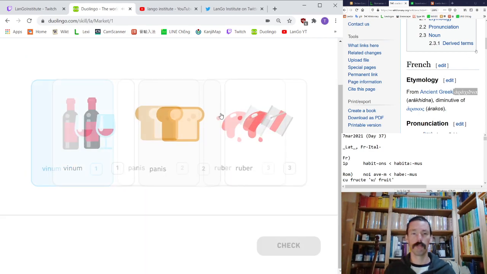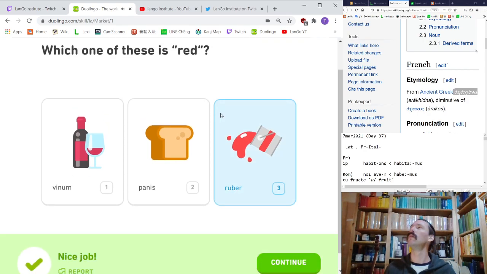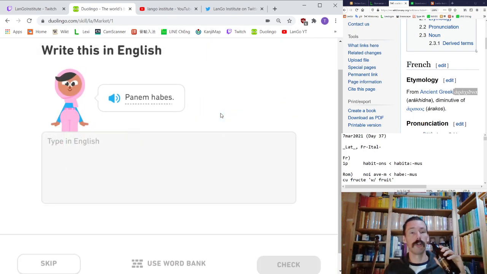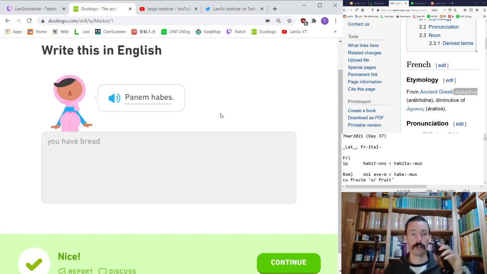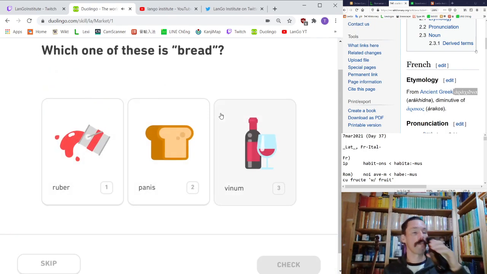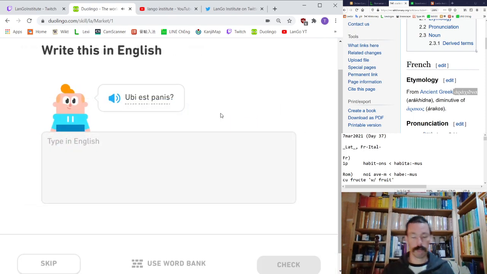Vino. Red, ruber. So what's related? I don't know if ruby is related. Could be. Rubric is derived from this Latin word. Panem habes. Habes, with the verb first, tells me you have, in a single word form, those meanings together. Panem, bread, object. And instead of panem, with an is suffix, that's the basic nominative form where you'd find it in the dictionary. Ubi est panis?